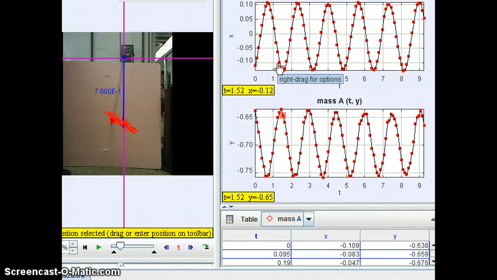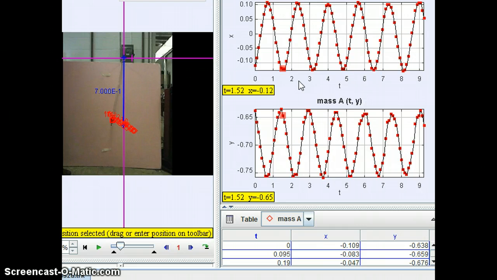I found the period in the x direction to be 1.62 by subtracting 3.14 minus 1.52, which is the end time of a period minus the beginning time of a period. I found the period for the y by subtracting 3.71 minus 2.10, which gave me 1.61 seconds.